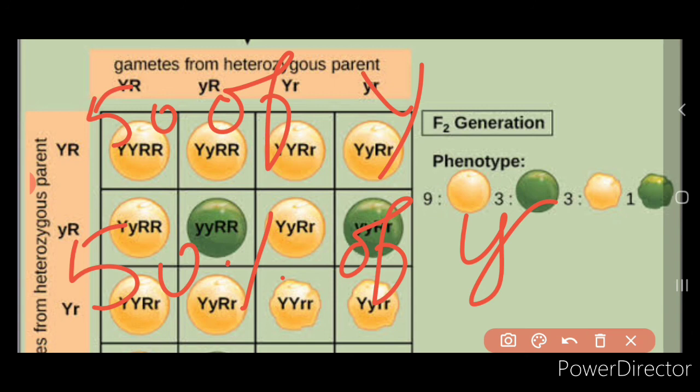Now here we saw two pairs of contrasting characters, isn't it? The first one is the round and the wrinkled seed. So this is one pair of contrasting characters. What is the other pair of contrasting characters? Yellow and the green seeds. So we have two sets of contrasting characters. So the segregation takes place independently, right? So segregation of 50% of R and 50% of small r is independent from the 50% of the yellow and 50% of the green seeds, isn't it?